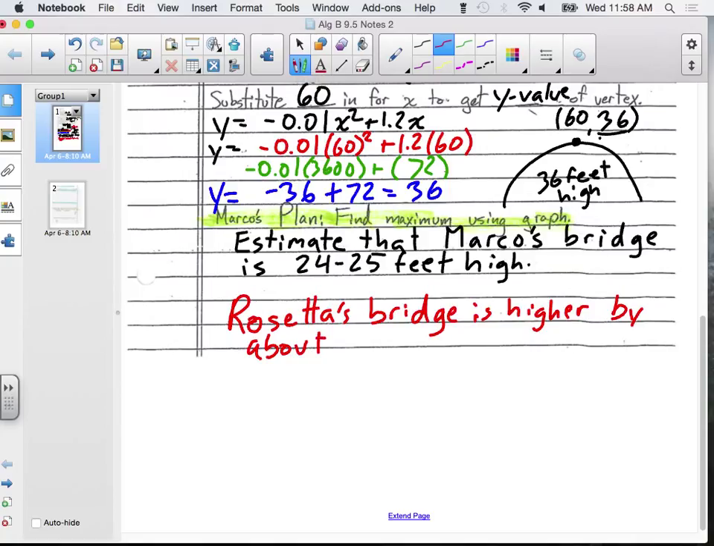About how much higher than Marco's? 36 minus 24? 12? Because we're looking for the difference of height, right? So if she is 36 feet high and his is 24, it's about 12 feet. Well, 25 taken away from 36 is? 36 minus 25. 11. There it is.